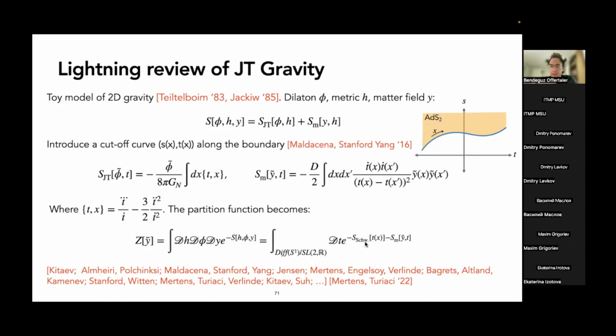And so the JT partition function takes this form, and correlators are defined by taking variational derivatives with respect to the matter source field on the boundary. And this theory has proven to be a very nice solvable model of toy gravity that has been studied extensively by many, many authors.